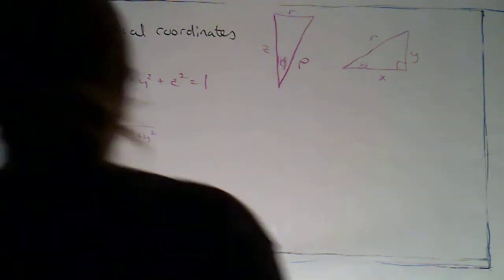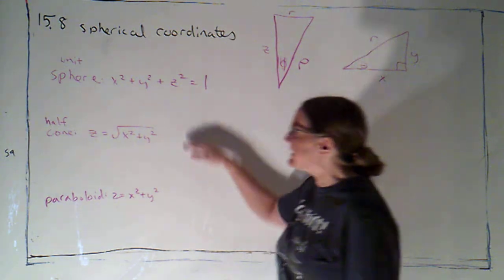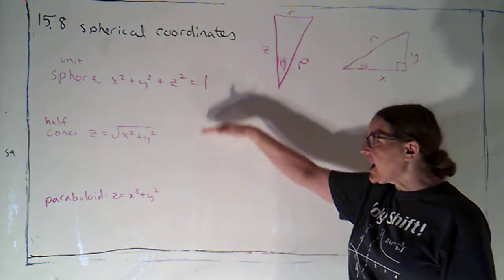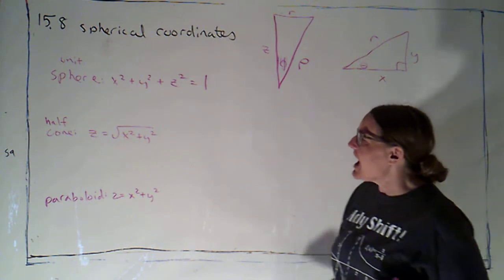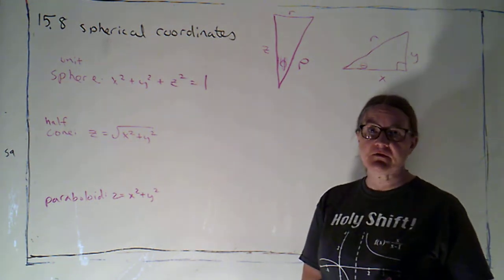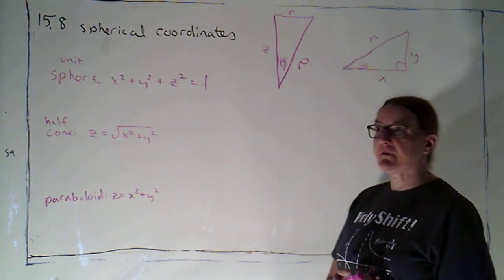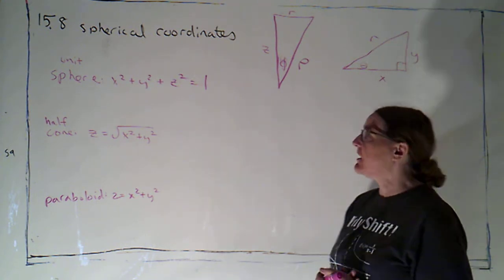Okay, so in this video I want to take a look at some other surfaces that are not necessarily constant surfaces in spherical coordinates, but converting them to spherical coordinates. And it turns out some of these will end up being constant surfaces.